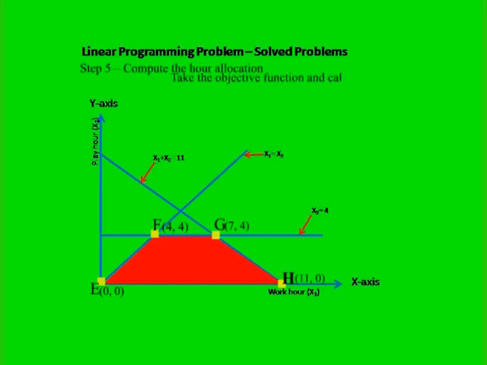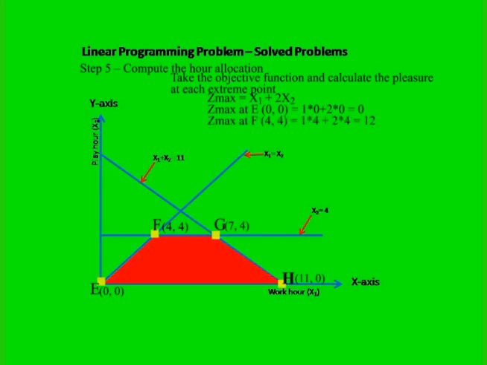Step 5, complete the hour allocation. Take the objective function and calculate the pleasure at each extreme point. The objective function is z max is equal to x1 plus 2x2. Z max at point E is equal to 1 times 0 plus 2 times 0, which is equal to 0. Z max at F is equal to 1 times 4 plus 2 times 4, which is equal to 12. Z max at G is equal to 1 times 7 plus 2 times 4, which is equal to 15. Z max at H is equal to 1 times 11 plus 2 times 0, which is equal to 11.